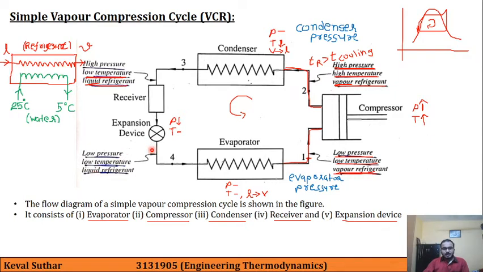After this expansion device it passes through the evaporator where evaporation is happening, that is phase change from liquid to vapor, and the energy which is required for this evaporation is taken from the water which is to be cooled in our example. So in this way it is functioning.